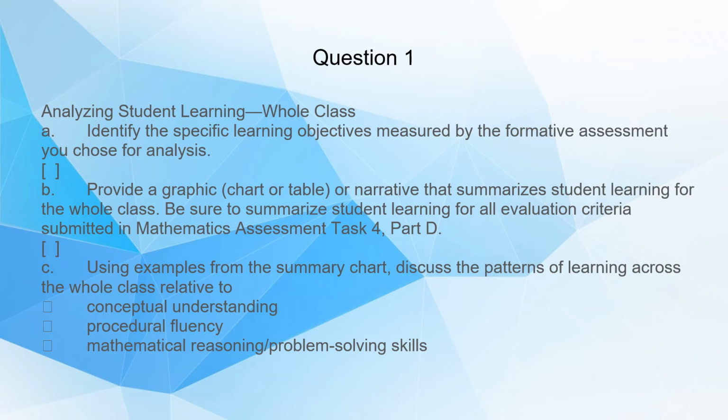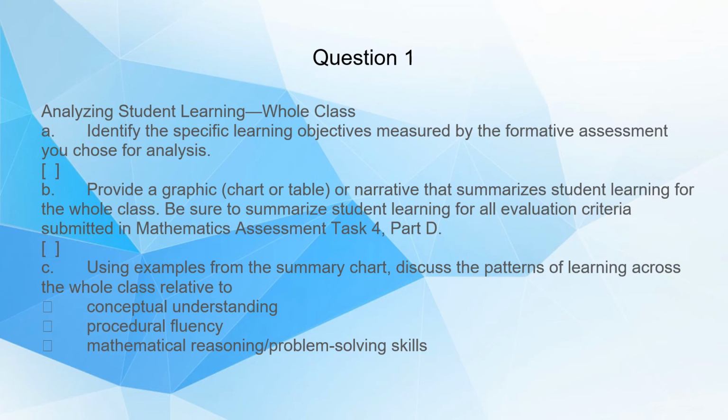So using examples from the summary chart in 1C, discuss the patterns of learning across the whole class relative to conceptual understanding, procedural fluency, and mathematical reasoning. So you might say something like, most of the students were at the partially demonstrating level of conceptual understanding. Most of the class scored high on procedural fluency. They were demonstrating that. Most of the class was able to do problem-solving skills.